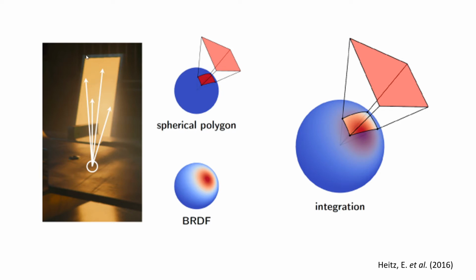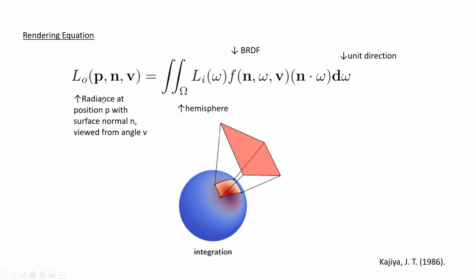And so, if we project this rectangle onto a sphere centered around this point, and we integrate the BRDF over this polygon, it will determine all of the light coming in from the rectangle, which is reflected back into our eyes. To express this more mathematically, we'll use a work from the 80s called the rendering equation, which says that the radiance at a position P with surface normal n, viewed from a direction V, is the surface integral over the upper hemisphere, so the top half of the sphere, of the light intensity times the BRDF and the dot product between the light direction and the surface normal.